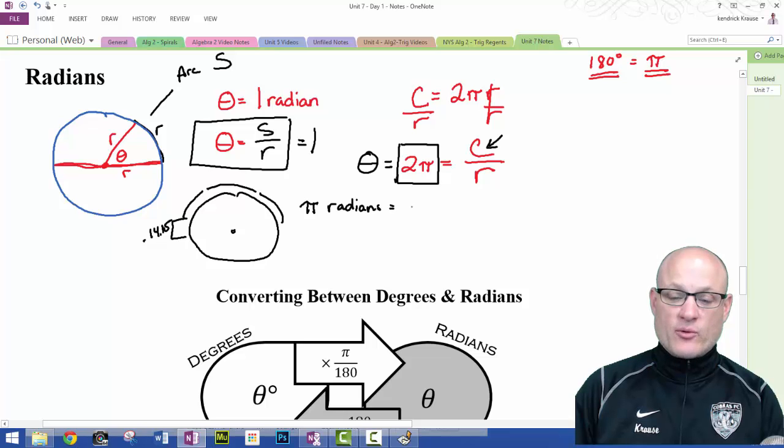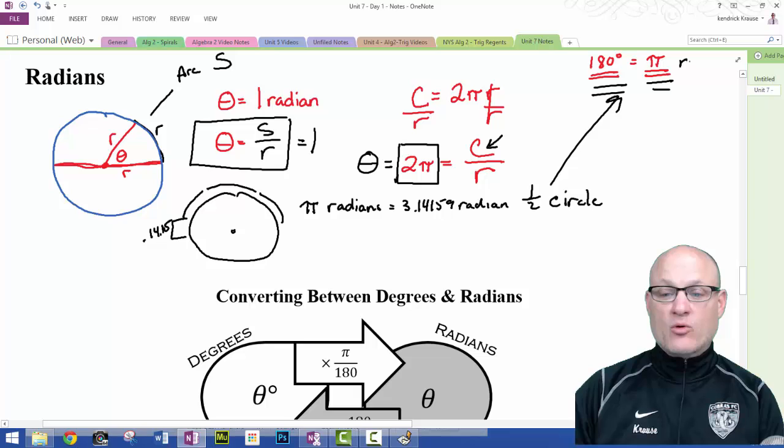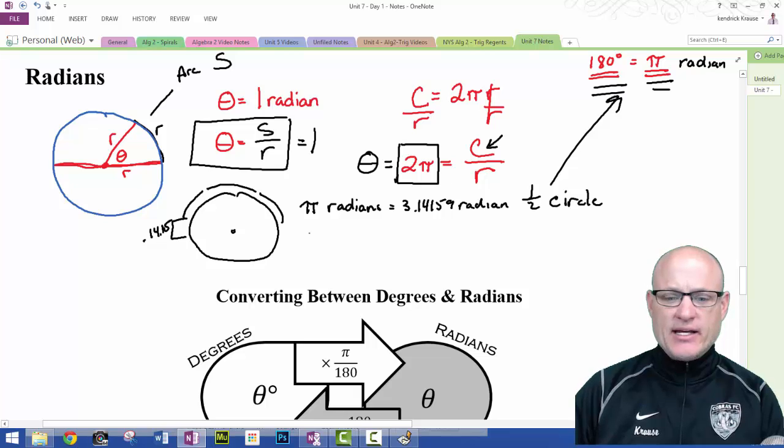Let me say that a little differently. There are 3.14159 radians in half of a circle. Well, didn't we say half of a circle was 180 degrees? So therefore, it goes back to my point that 180 degrees is the same as pi radians. Well, if half the circle is pi, then all the way around the circle would be 2 pi. So 2 pi radians would be the entire circle, and that's equal to 360 degrees. So that's where radians come from.